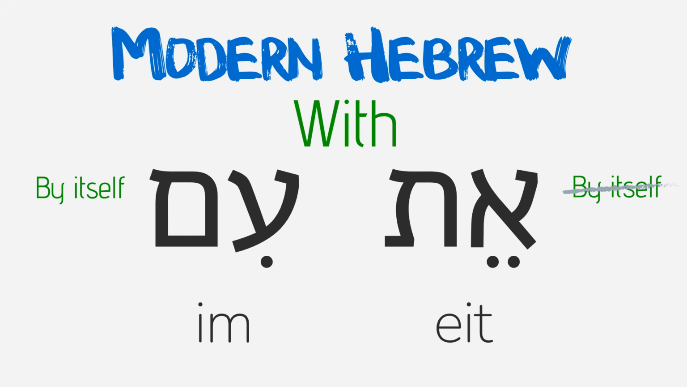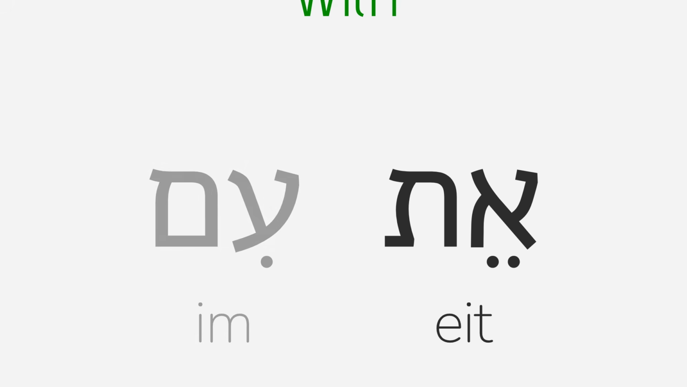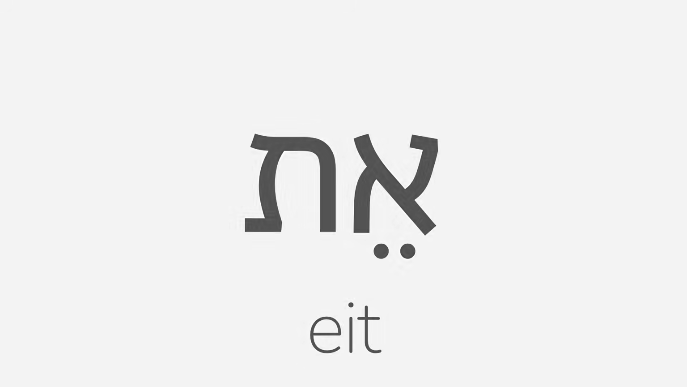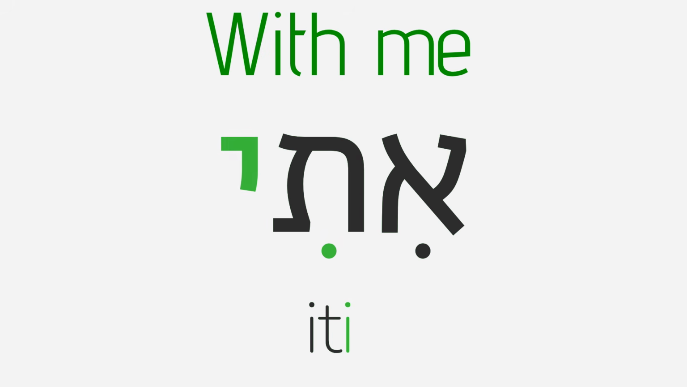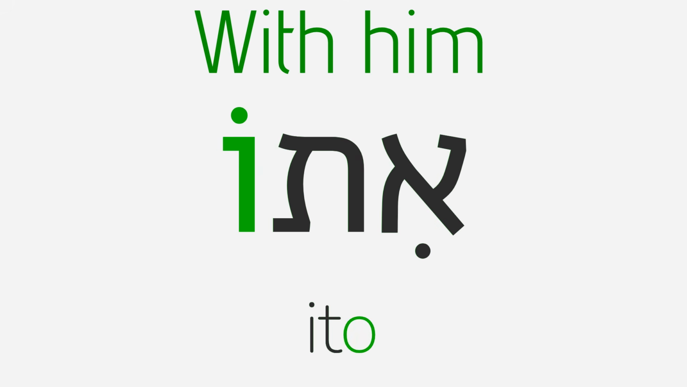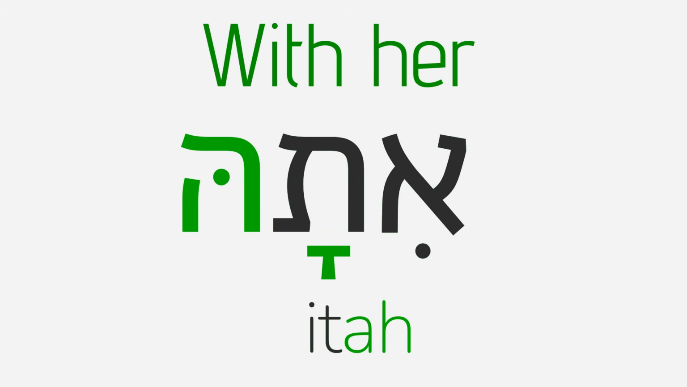But et is used with the object pronoun suffixes to say things like with me or with him. In fact, in modern Hebrew, it is more common to use et to say things like that than im. But when we add suffixes to et, its vowel will change into a hirik, which says e. So what we add the suffixes to is eat. Then we can add an e suffix to get iti, with me, an o suffix to get ito, with him, or an a suffix to get ita, with her.